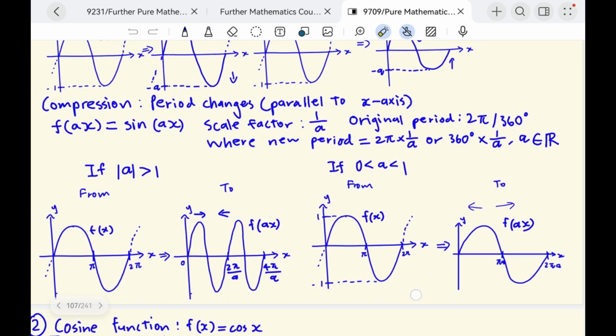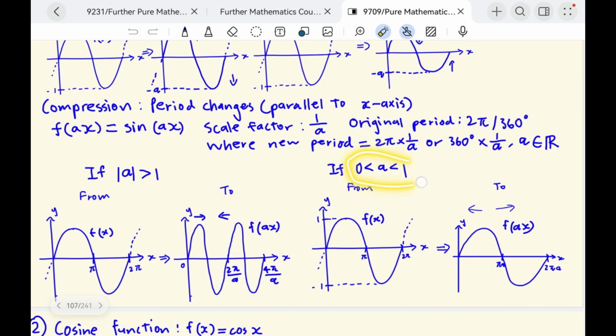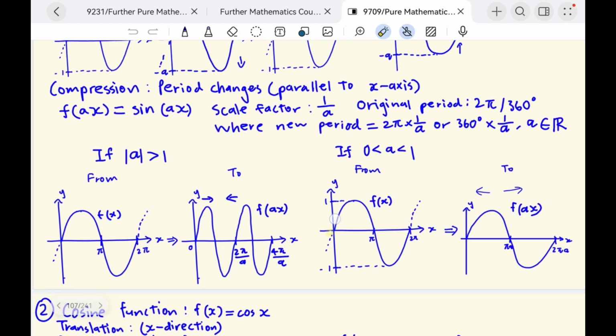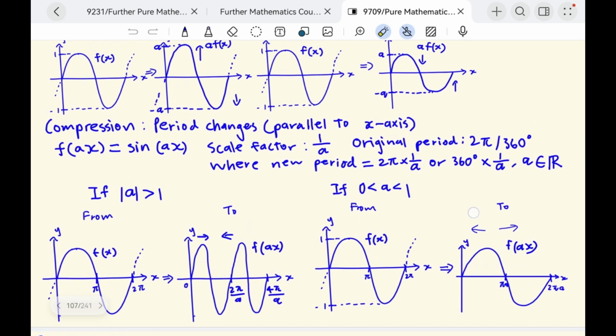So for a from 0 to 1, it is a horizontal stretch, from these ordinary sine functions to this, where each of these coordinates is multiplied by a factor.